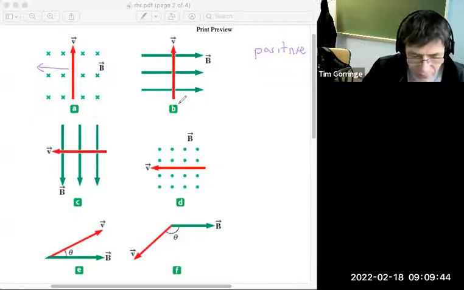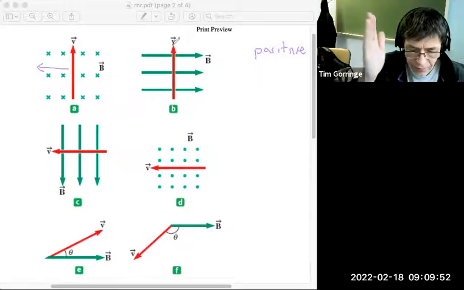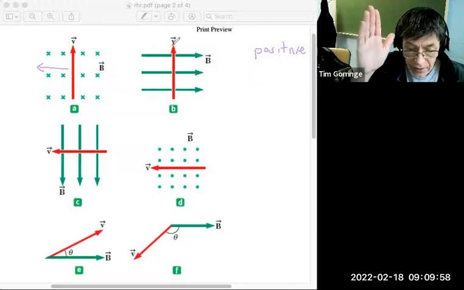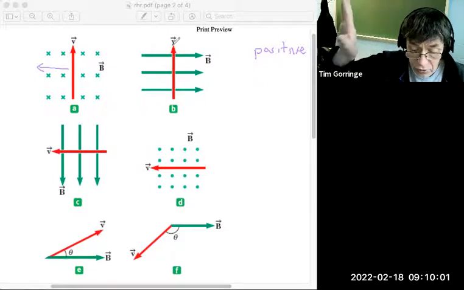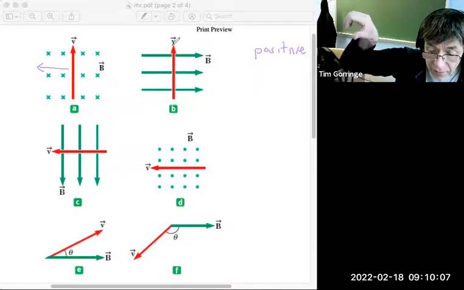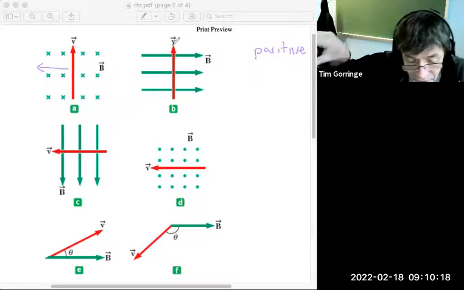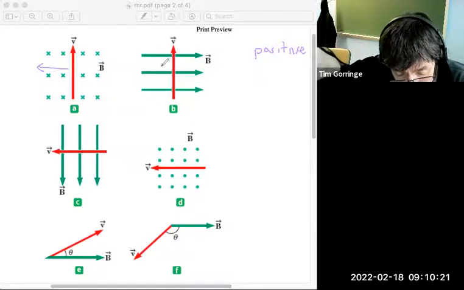Let's go on to B. So in B, the velocity of the moving charged particle is up again. So the palm of my hand is going to point up. The magnetic field is now changed, it is towards the right. So I'm going to curl my fingers towards the right. And my thumb then points in towards the screen. And so the force on a positive moving charged particle is in towards the screen. I'll denote that as this solid dot.